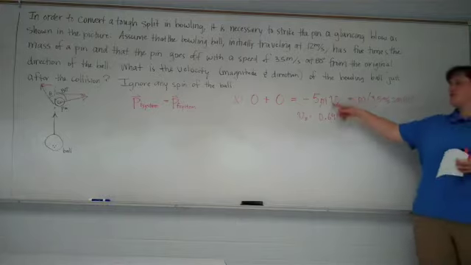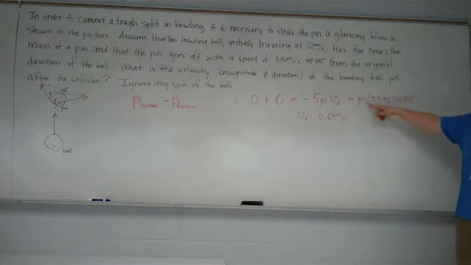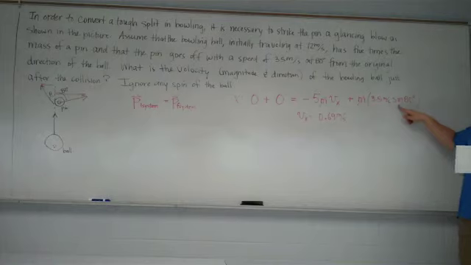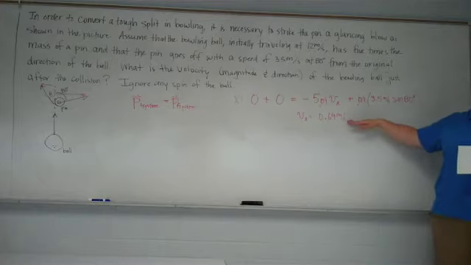So 5 times 0.69 gives us the same thing as 1 times the 3.5 times the sine of 80. They have equal momenta in the x direction. Questions on getting the x component?